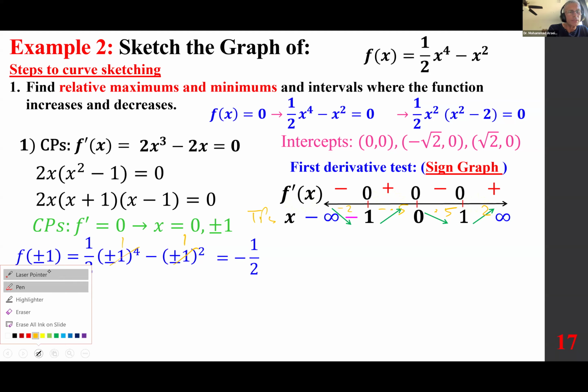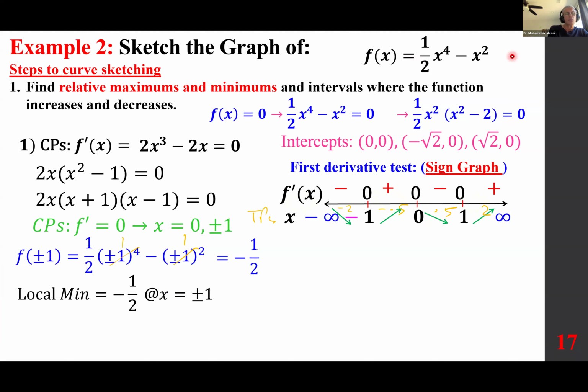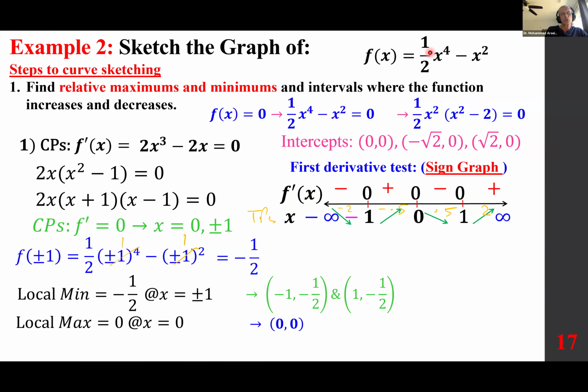0 is easy, everybody. If I plug in 0, I get 0. So we are going to write local minimum is equal to -1/2 at plus minus. We write it as 2 pairs. Local maximum, as I said, if you plug in 0, you get 0. So local maximum is 0 at x equal to 0, or this pair.